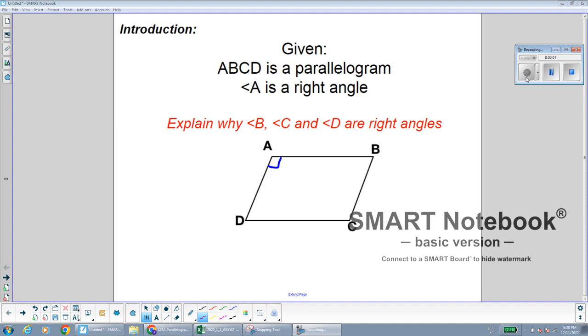Here we are given that ABCD is a parallelogram and that angle A is a right angle. And our goal is to explain why angle B, angle C, and angle D have to also be right angles. Well, we know in a parallelogram that opposite angles are congruent to each other. So I'm going to fill that in.